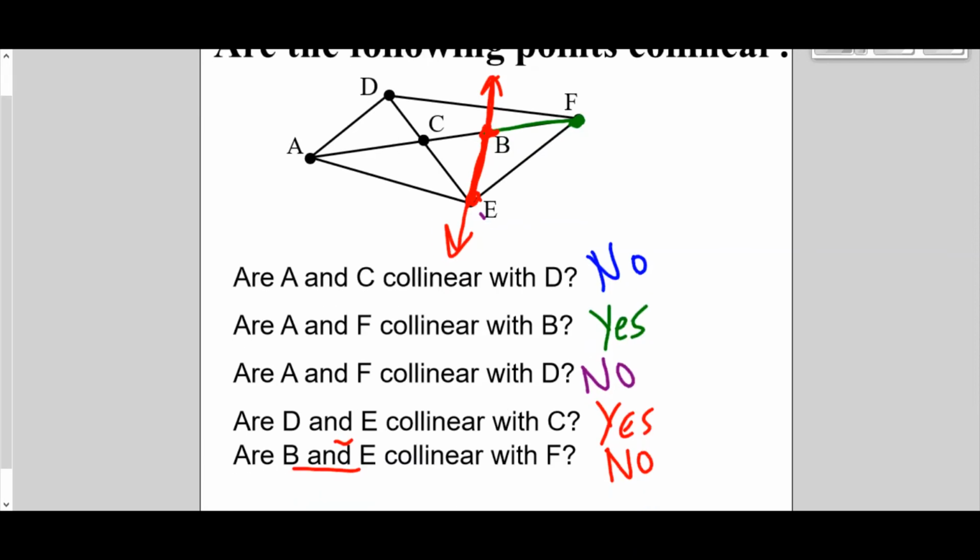Even though, notice, even though point F is on a line with B and it's on a line with E, it's on its own separate line with those two, but it does not share those on the same line. So the answer there is no.